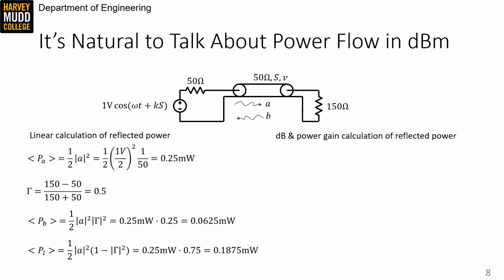The power in our incident wave is 1/2 of the magnitude of A squared, which we find to be 1/4 of a milliwatt. As an aside, I find it handy to remember that the leading factor of 1/2 and the 1 over Z0 factor combine to a factor of 1 over 100 in 50 ohm systems. So you're just dividing your amplitude squared by 100.